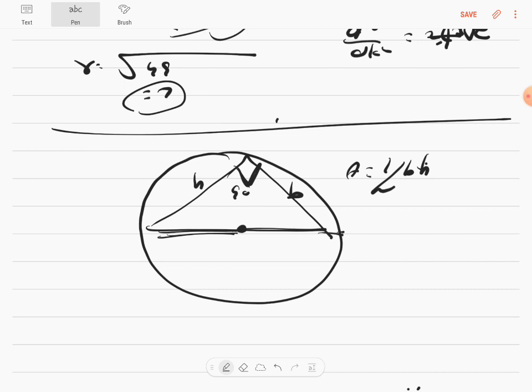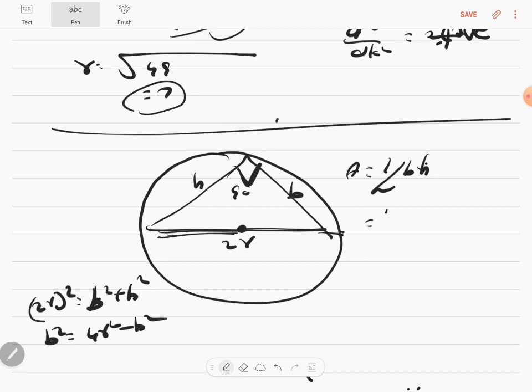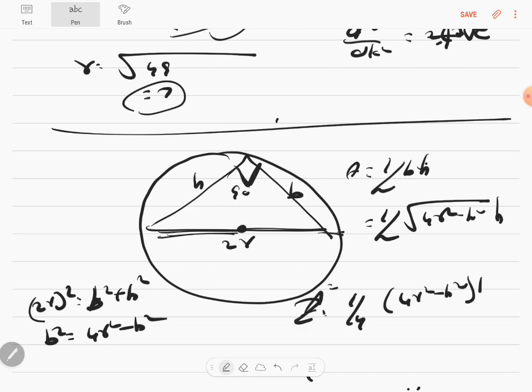So half into base into height. All that you know is this is 2r, and you know the relation: 2r the whole square is equal to b square plus h square. So you can write one in terms of the other. b square can be written as 4r square minus h square. So the area is half into base, this is the square root of 4r square minus h square, into height. Now I can square both sides and call it z: 1 by 4 into (4r square minus h square) into h square.